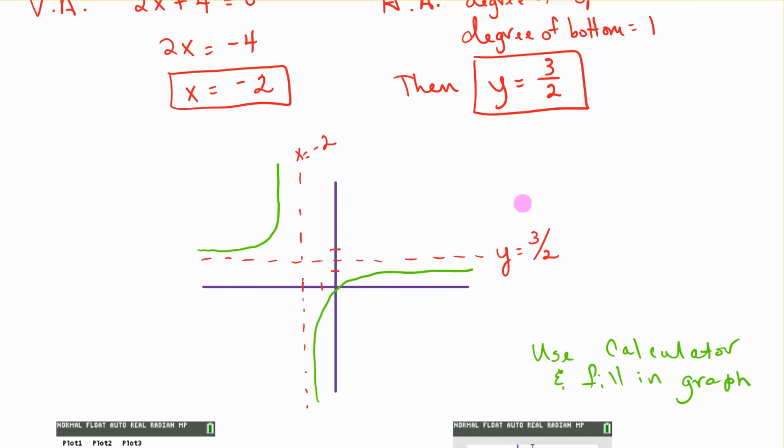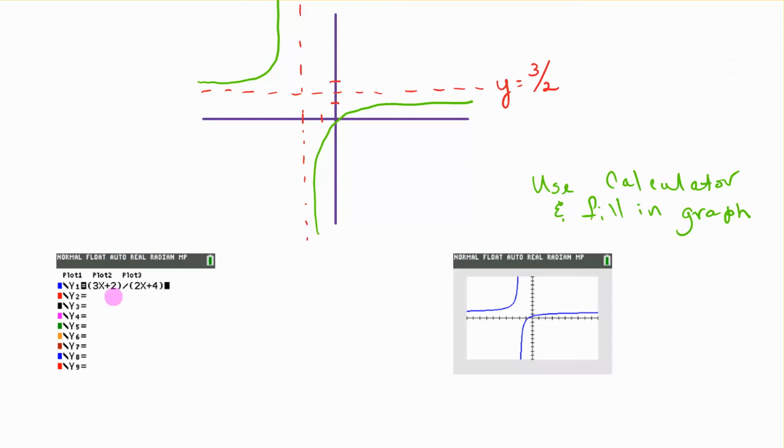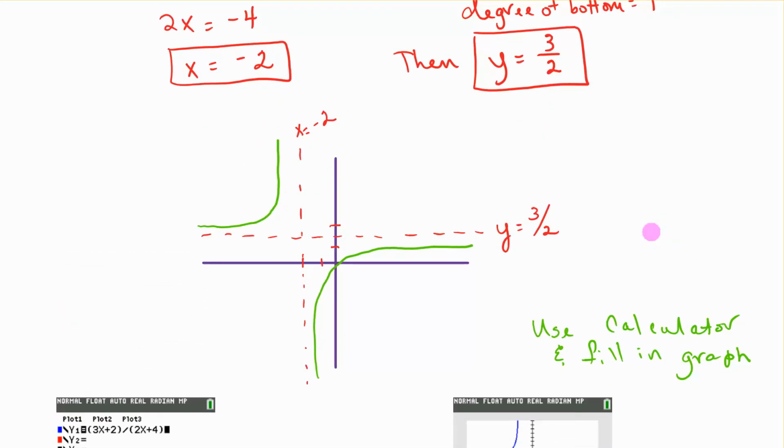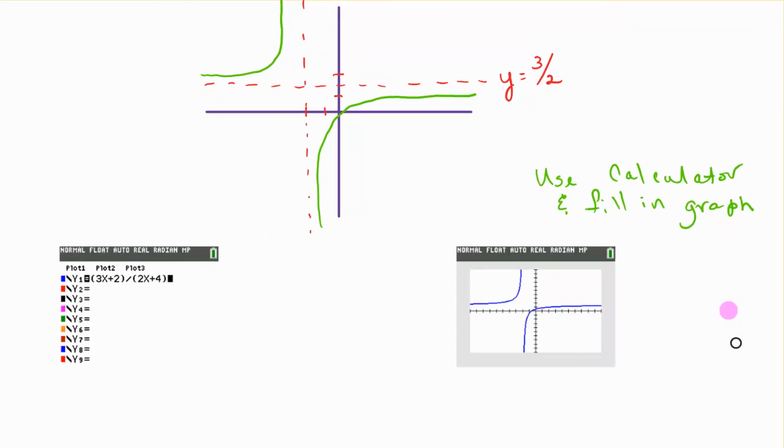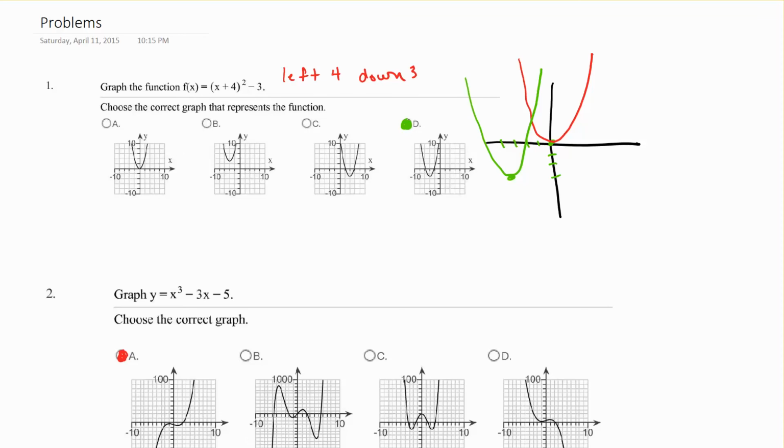Then we go to the calculator and we put in 3x plus 2 in parentheses divided by 2x plus 4. We get this as our graph. So we already have the boundaries, we know where we're going, and we just fill in the pieces from our calculator. So that's how we would do that if we were doing it by hand but using the calculator to help. So I think that'll get us on the notes. Let's go look at our problems.